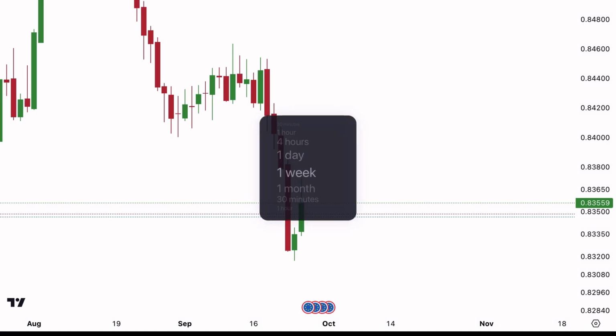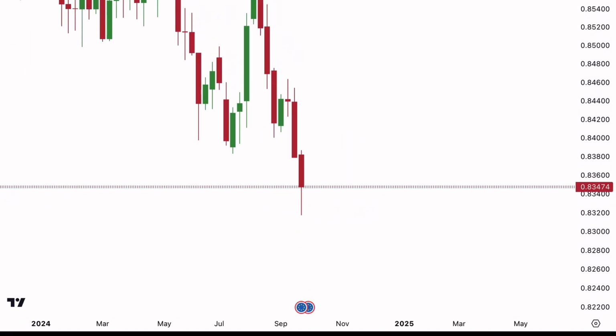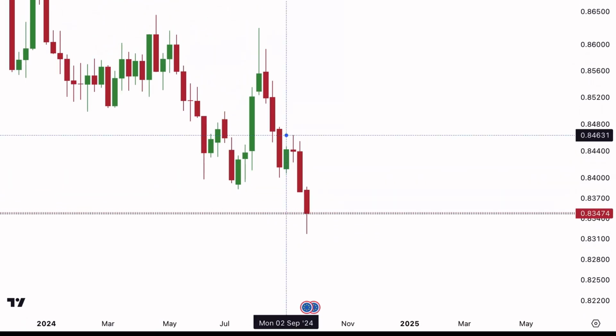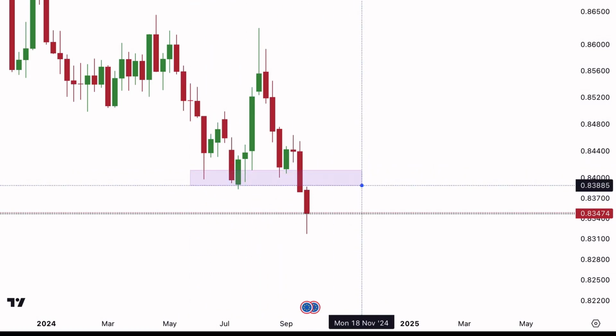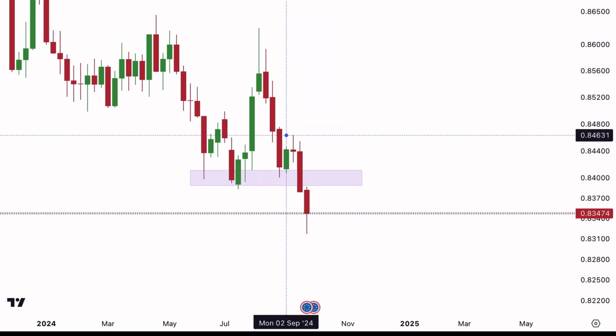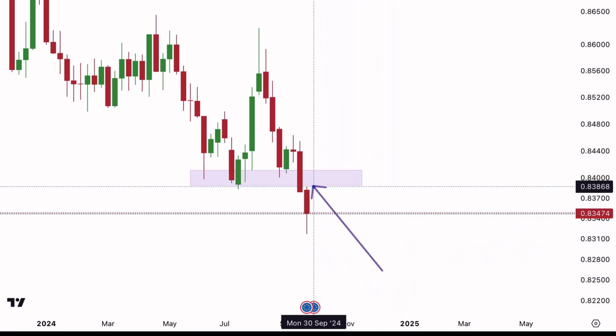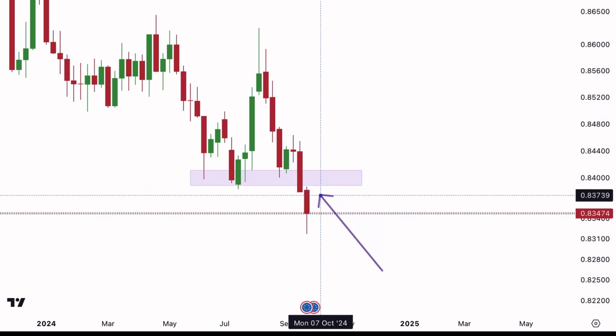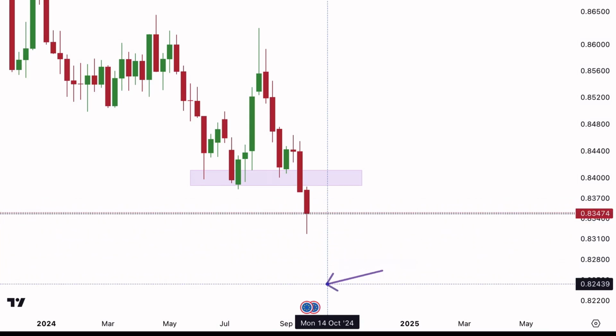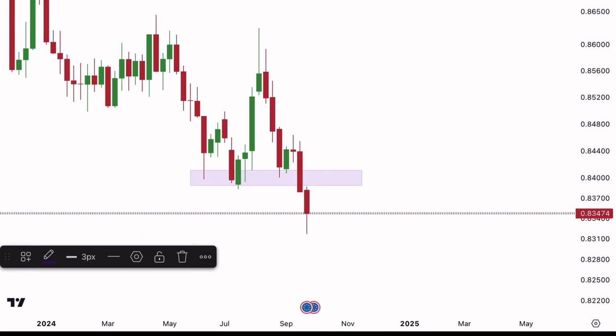We go to the weekly time frame, and on the weekly time frame you can see this previous support now turned into resistance. So price can either decide to go lower from here, or it can have a retest to this level, use it now as resistance to then gain momentum and continue the trend to the downside.